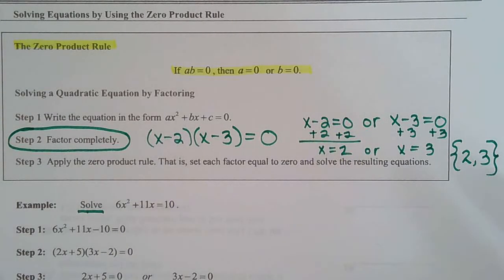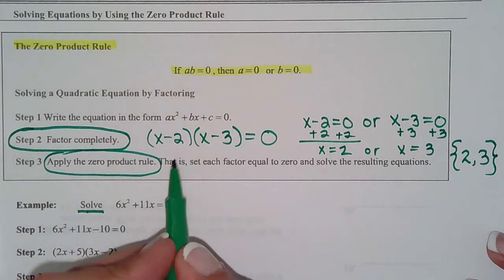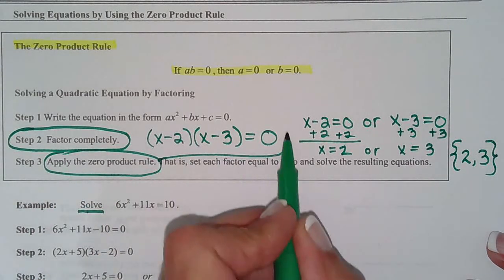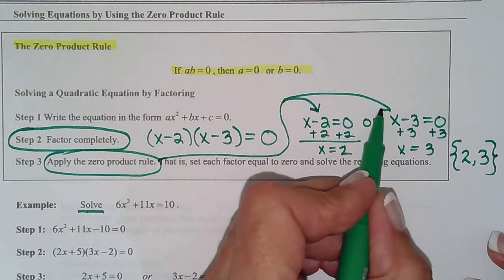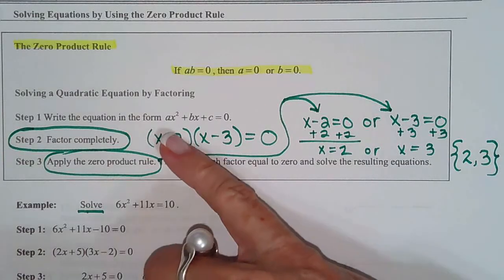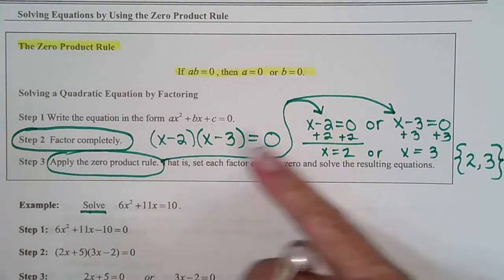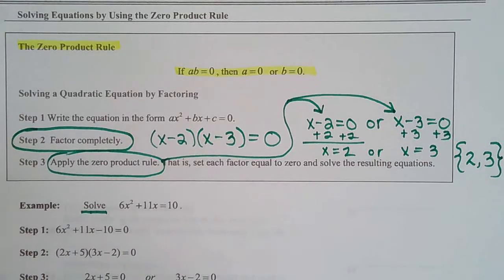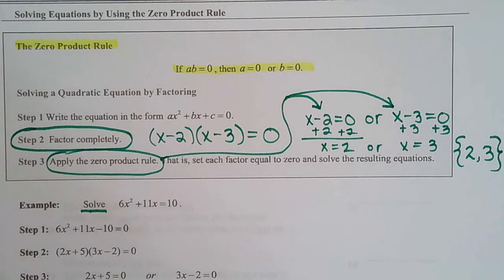So I applied the zero property rule right there. You should draw an arrow up to there and there. So that's called the zero product rule. If A times B equals 0, then either the first number is 0 or the second number is 0, and then you solve.